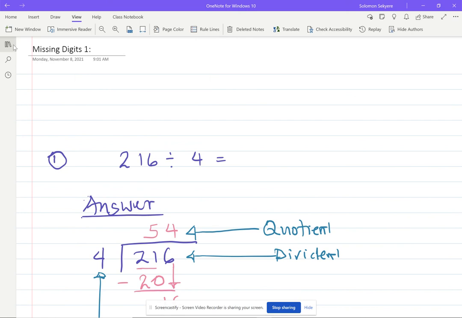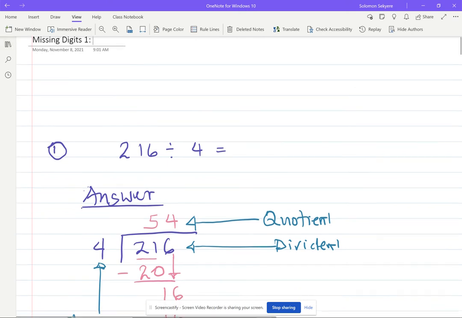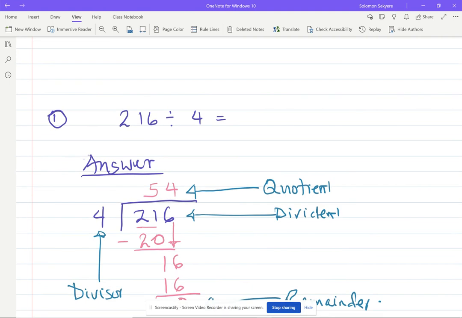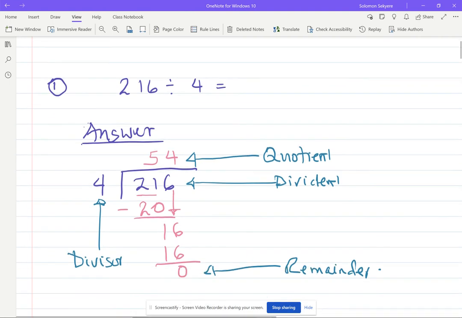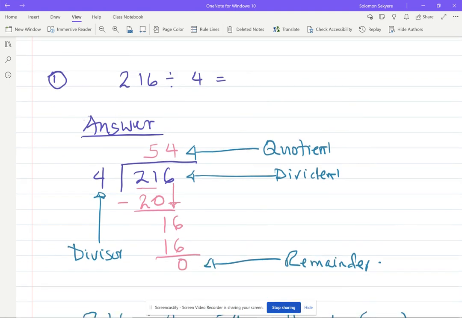Today we're going to do some basic work for third and fourth graders. Let's start with this division: 216 divided by 4.